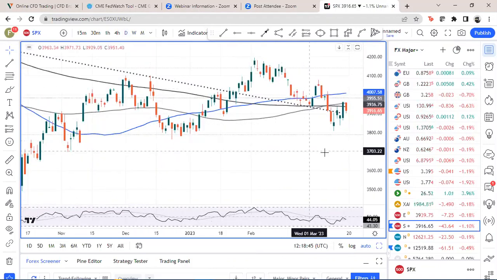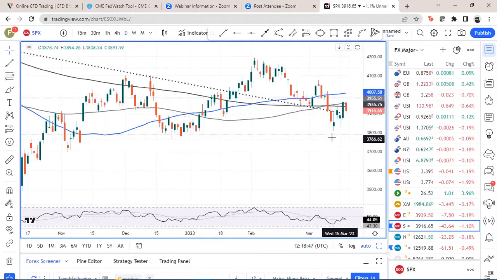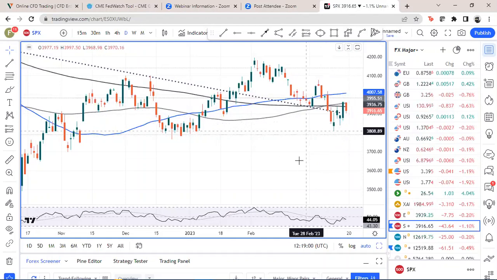If we go to the daily, yeah, a little bit more messy, of course, around that trend line, and then around the 200-day moving average and 100-day moving average, which is that black and grey line there. So sort of offering support and resistance just below 4,000. That's the S&P. For the NASDAQ, really interesting actually.